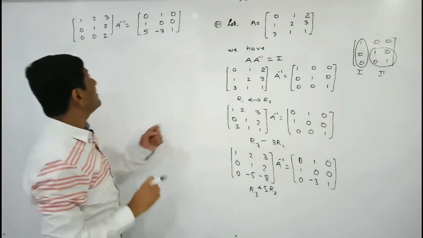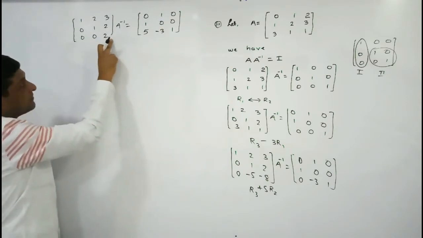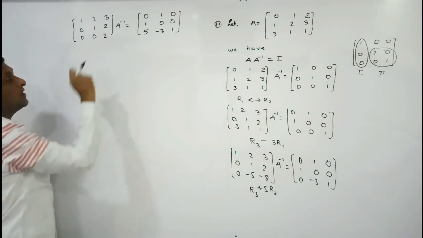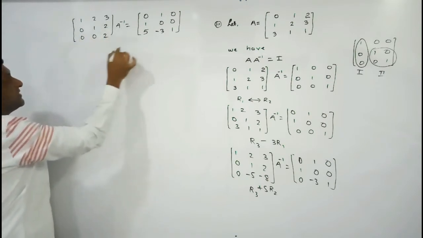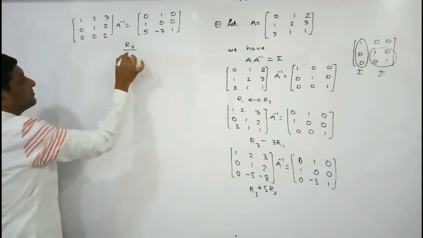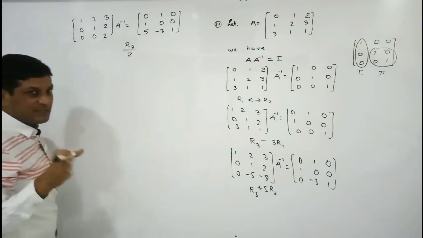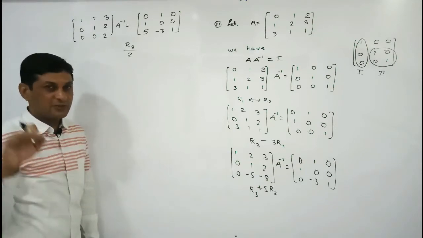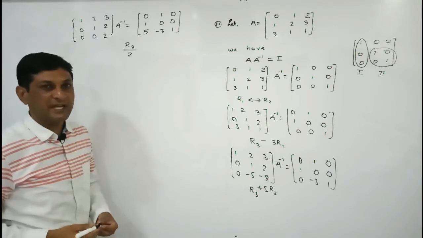Now once we have got 0 here, we are dividing the element of R3 by what? 2, to convert this element into 1. So we are dividing R3 by what? 2, so that here 2 upon 2 will become what? 1. This is our second operation of elementary transformation: multiply or divide the elements of a row by a non-zero real number.